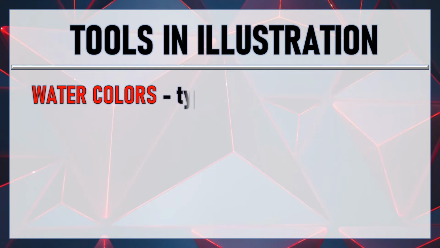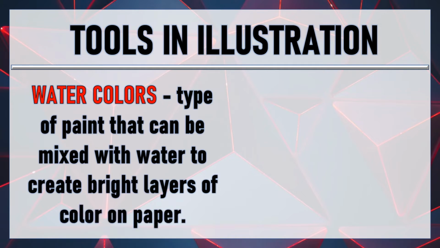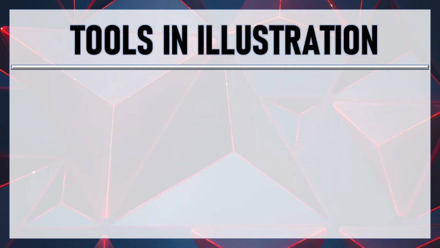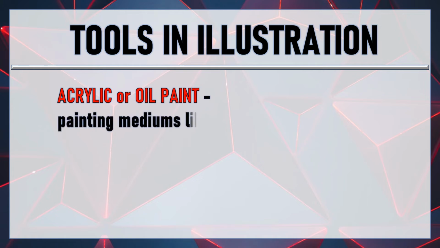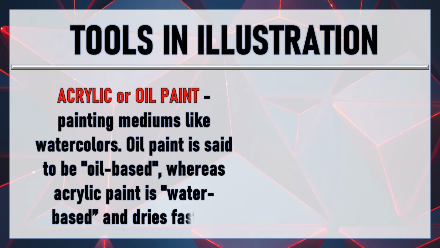You could also use watercolors, which is a type of paint that can be mixed with water to create bright layers of color on paper. Another painting mediums like watercolors is the acrylic or oil paint. Oil paint is said to be oil-based, whereas acrylic paint is water-based and dries faster.